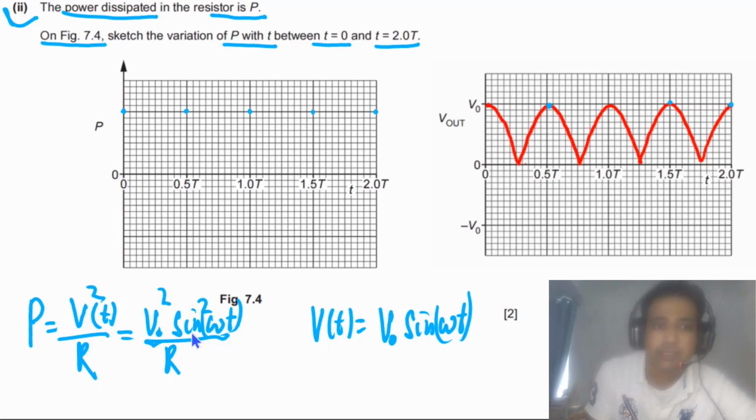Now we need to sketch the sine squared graph. So halfway it has to be minimum. Here V is minimum, so power has to be minimum. So here it has to be minimum, here it has to be minimum, here it has to be minimum, because V is minimum, so power has to be minimum.